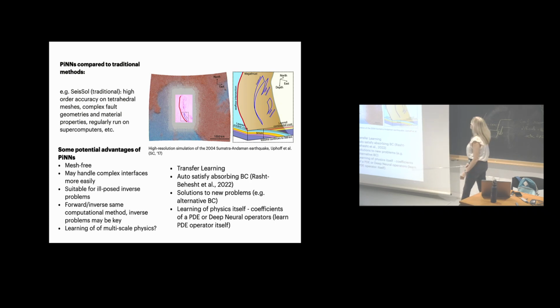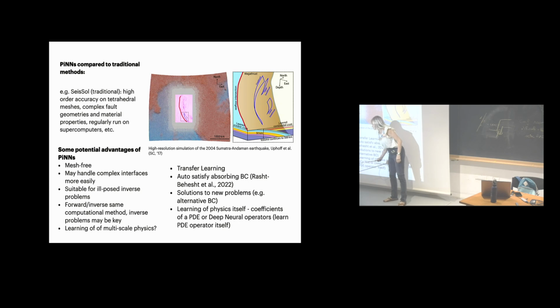So there are some potential advantages of PINNs. They are mesh-free, so PINNs do not have these meshes here. You don't need to discretize with some spatial step and satisfy a CFL condition. You don't need to do that. They might handle complex interfaces more easily. It's stated that they're suitable for ill-posed inverse problems, which we've seen they're capable of doing.